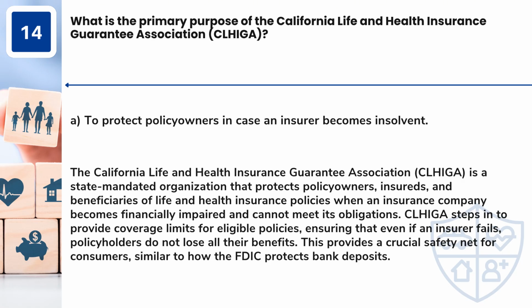Answer: A. To protect policy owners in case an insurer becomes insolvent. The California Life and Health Insurance Guarantee Association, CLIGA, is a state-mandated organization that protects policy owners, insureds, and beneficiaries of life and health insurance policies when an insurance company becomes financially impaired and cannot meet its obligations. CLIGA steps in to provide coverage limits for eligible policies, ensuring that even if an insurer fails, policyholders do not lose all their benefits. This provides a crucial safety net for consumers, similar to how the FDIC protects bank deposits.